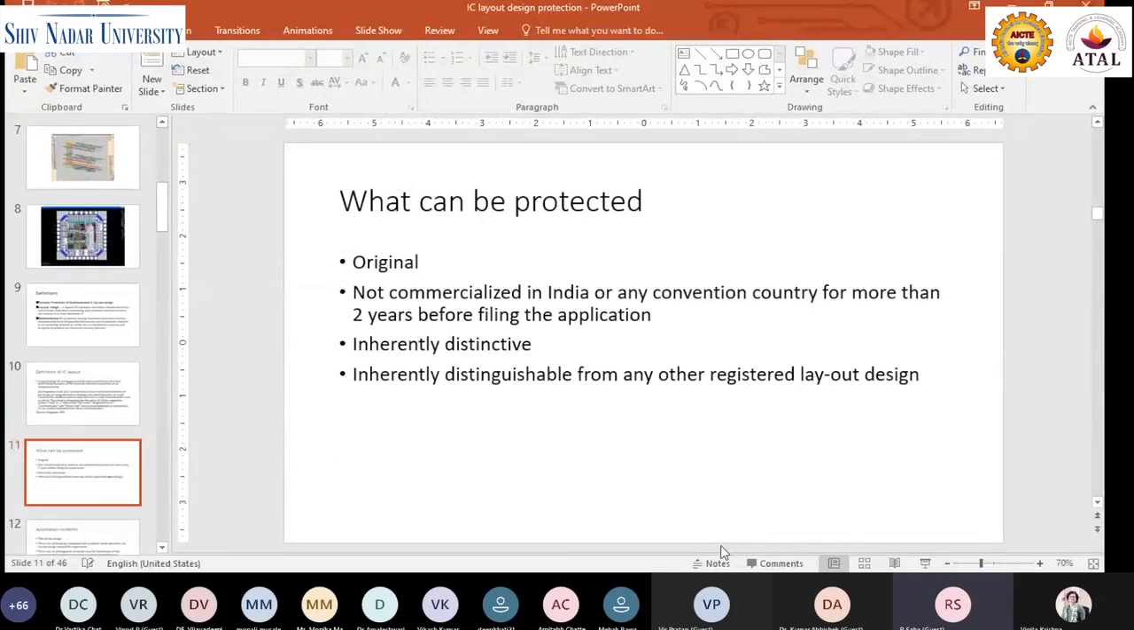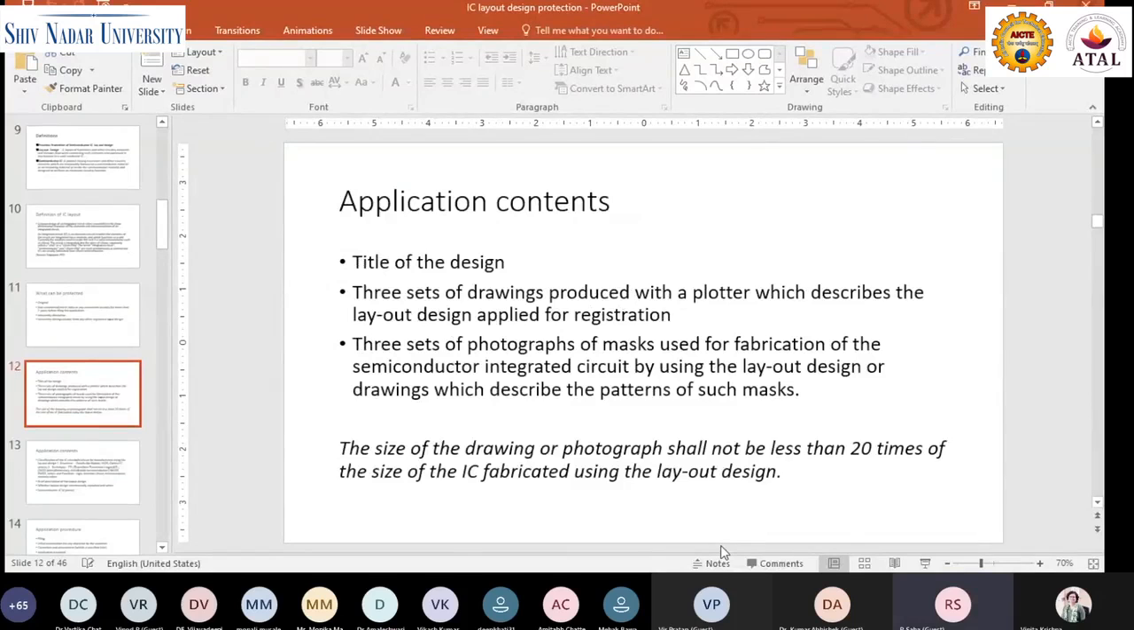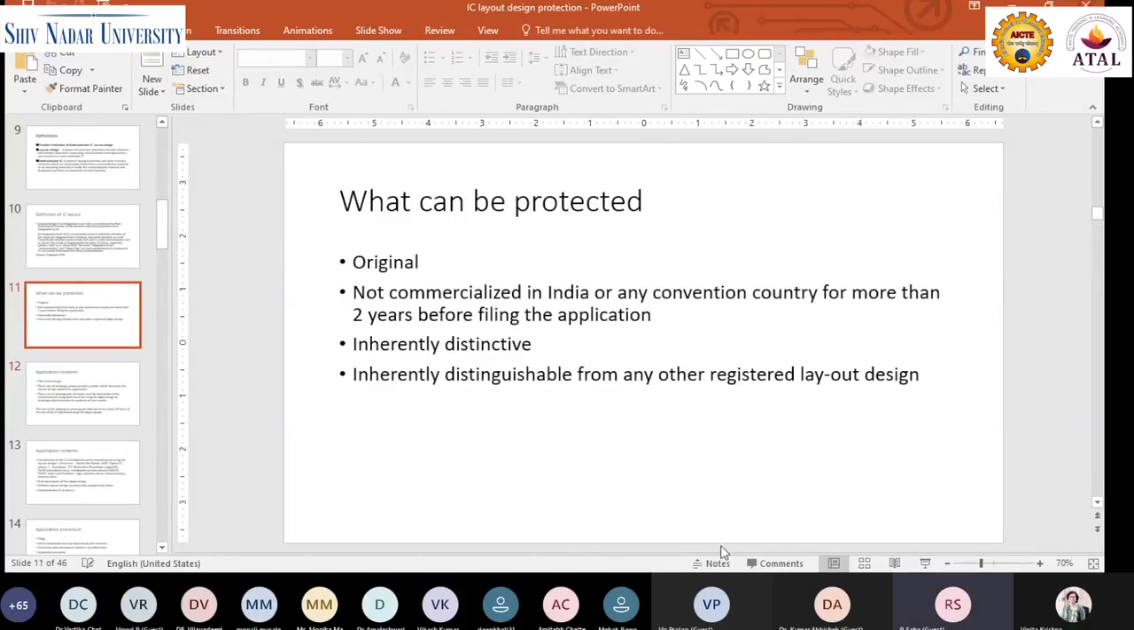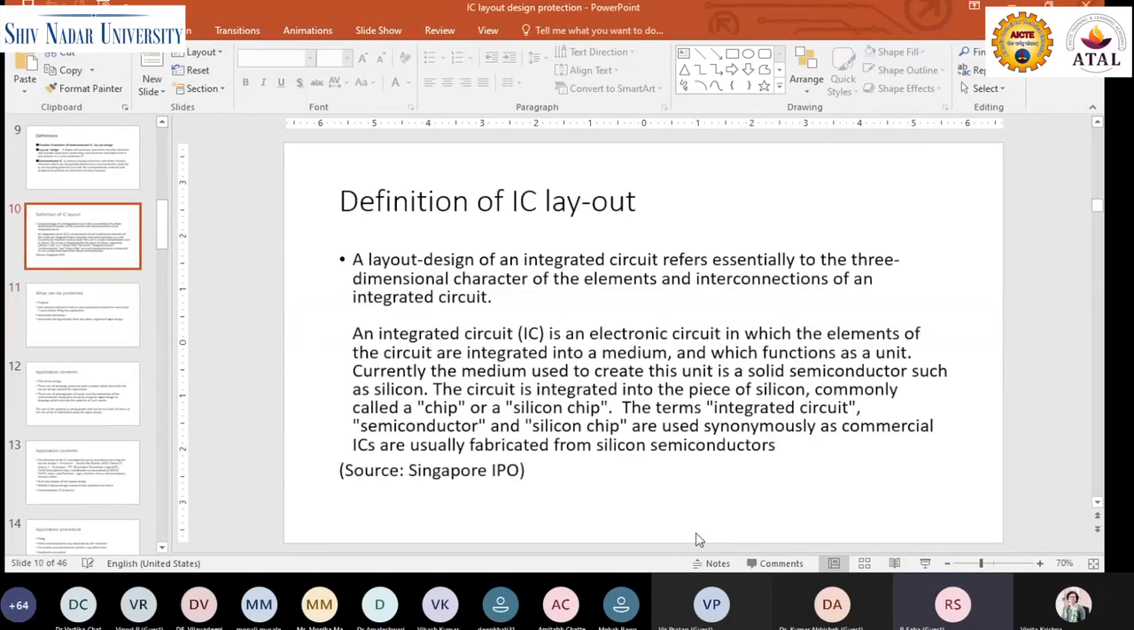Next. So going by the Indian law, what can be protected at IC? The earlier slide, please. Earlier slide. Sir, it has been done earlier. This is earlier. You want one more before? Then this is the one.